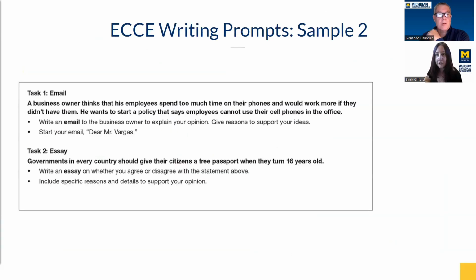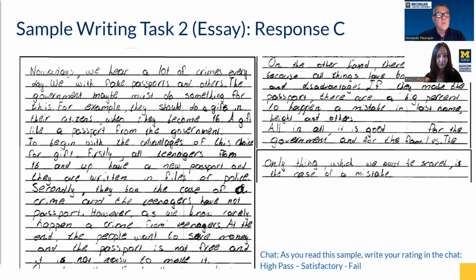So I think we're going to look at another essay sample now. Yeah, let's look at one more essay. In this case, the task said governments in every country should give their citizens a free passport when they turn 16 years old. You have to write an essay on whether you agree or disagree with the statement above, including reasons, specific reasons and details to support your opinion. So we will do the same. We'll have a poll at the end once we finish with this one.